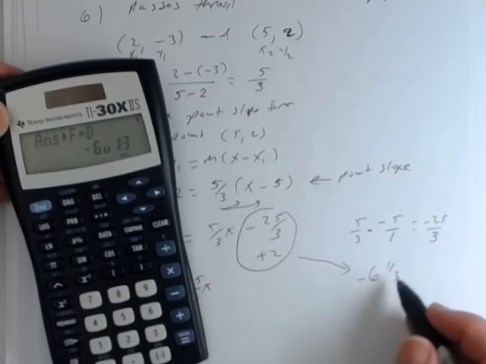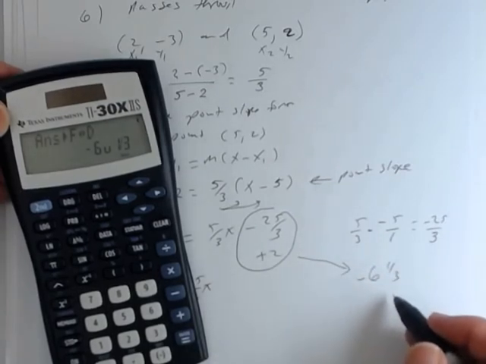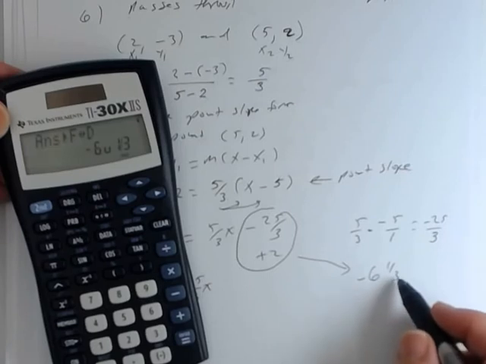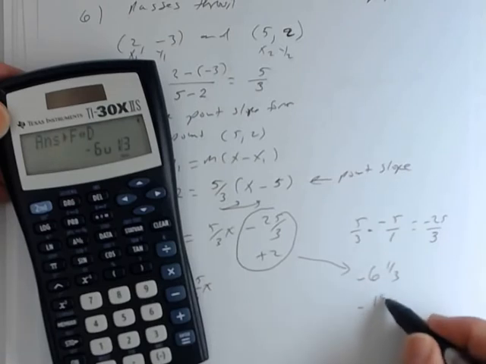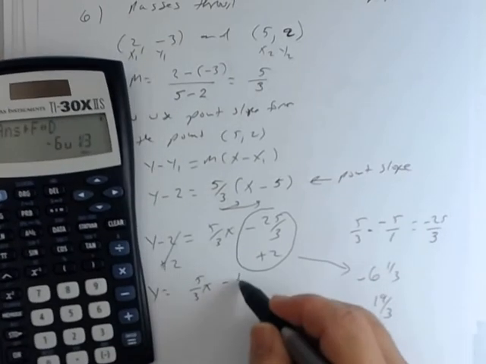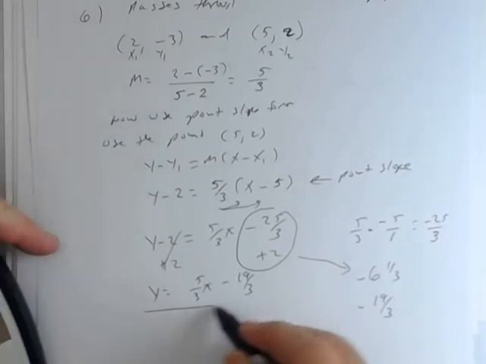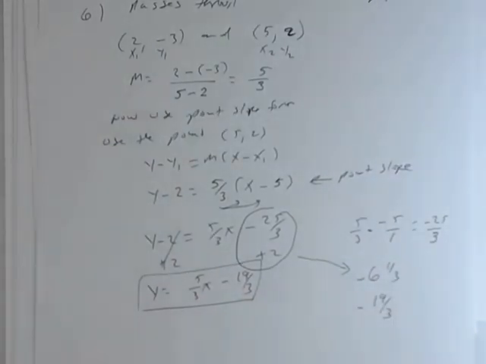So negative 6 1/3 is what this is. But you have to rewrite this as an improper fraction. So as an improper fraction, we're going to say 6 times 3 is 18. 18 plus 1 is 19, so you get negative 19 thirds. Right, and so that's your answer in slope-intercept form. Okay, so that's the equation of that line in slope-intercept form. Okay?